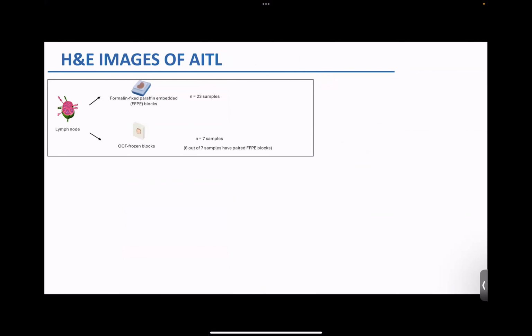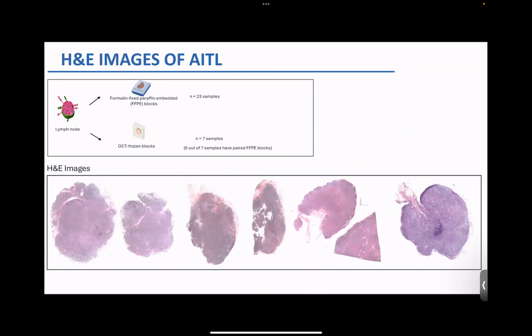So next, these are the H&E images of the AITL. We had a total of 30 samples. We collected some as formalin-fixed paraffin-embedded blocks, and we had 23 samples for those. And then we had 7 other samples, and 6 of the samples were paired with FFPE blocks. So these were the H&E images we obtained from the lymph node that we had.